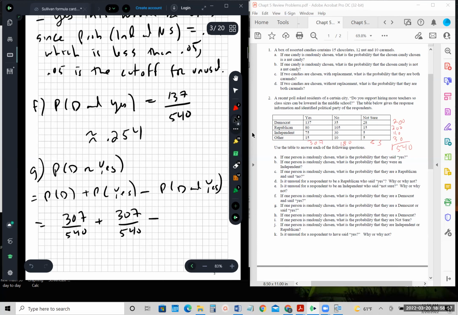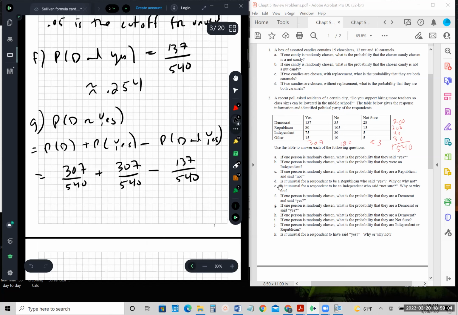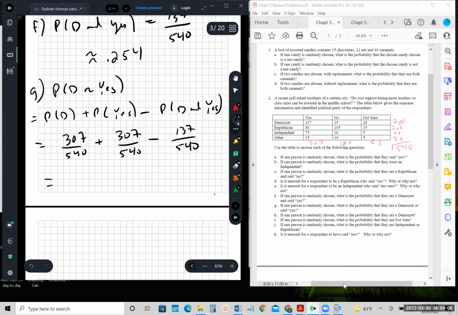That's just being a Democrat. And then the Democrat and said yes, that's the 137 out of 540. So then what I could do is just add all that up, or you could think of it as 307 plus, oh God, I screwed up again. Hold on, let's back up again. The Democrat is the row, that's the 200.